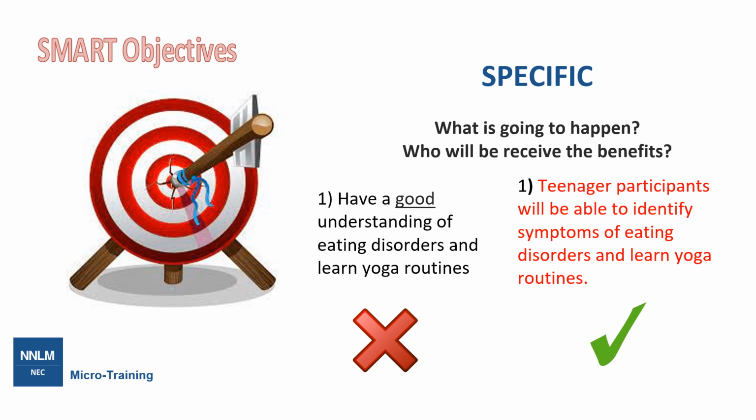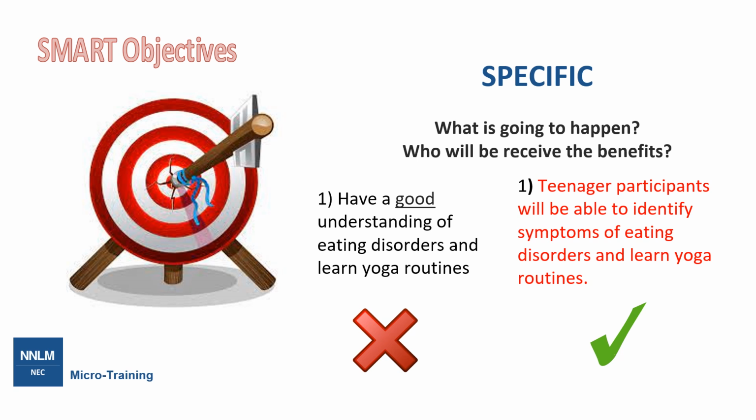Here in this example, on the left we have an objective that is not specific. This objective does not answer the questions what will happen and who will receive the benefits. Besides, it is using the word good, which is an ambiguous word. What is good for somebody might not be good for others. And remember that every person should get the same message without the need of further clarification.